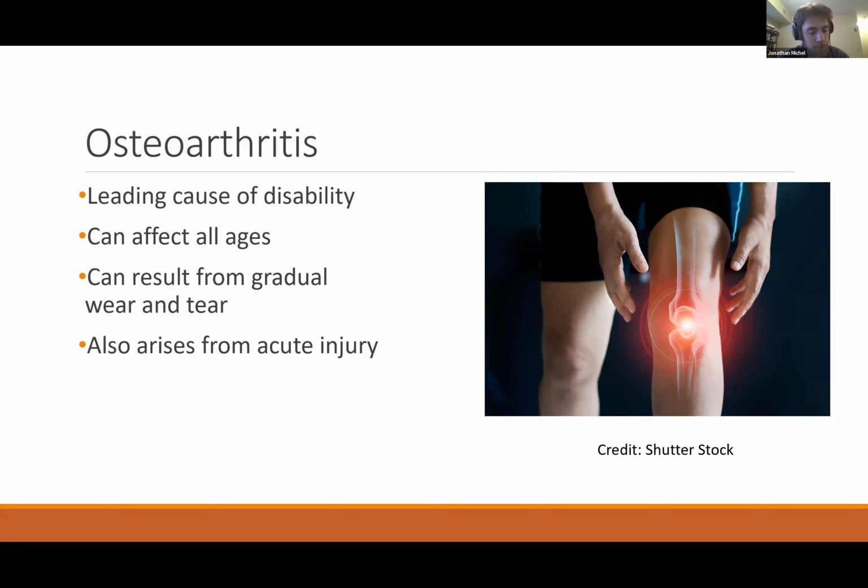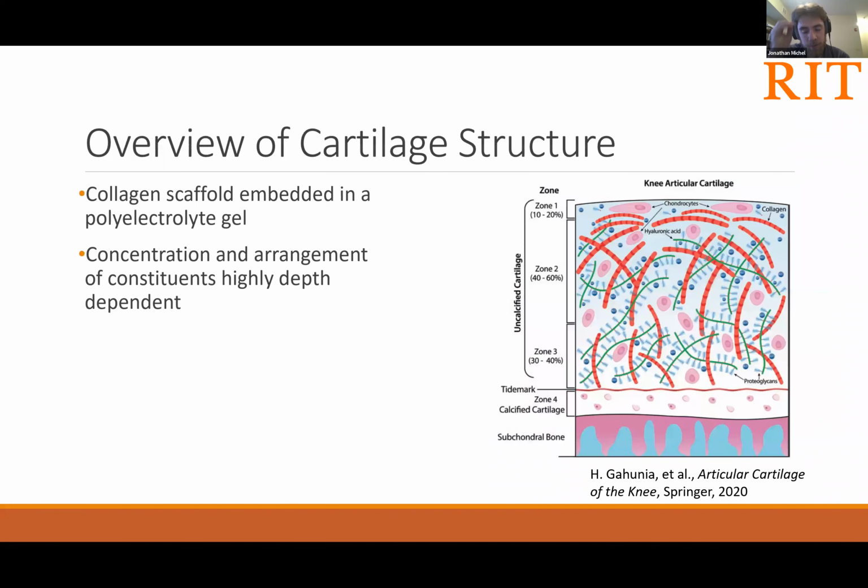So towards this aim, an outstanding challenge is to develop a more mechanistic understanding of what goes wrong, and why degradation or injury can lead to a change in the behavior of this tissue. And in particular today, I'm going to be exploring the shear mechanics of this tissue.